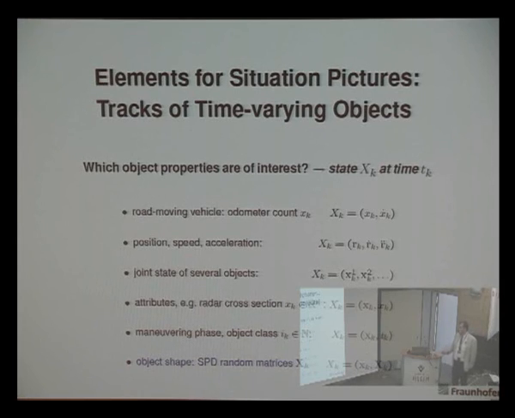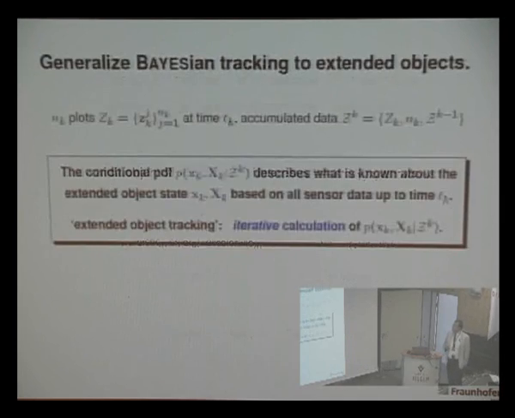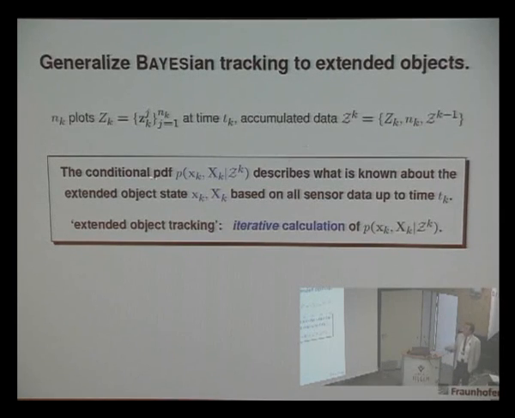And what is new here is, in the same philosophy, we do extended object tracking by looking at a vector for the kinematics and a random matrix for the object extension. And with this, we go into this Bayesian estimation scheme. We wish to calculate these conditional probability density functions of the full state, which is a joint state now, kinematics plus extension, and this conditional PDF describes what is known about the extended object based on all the sensor data up to and including time k.